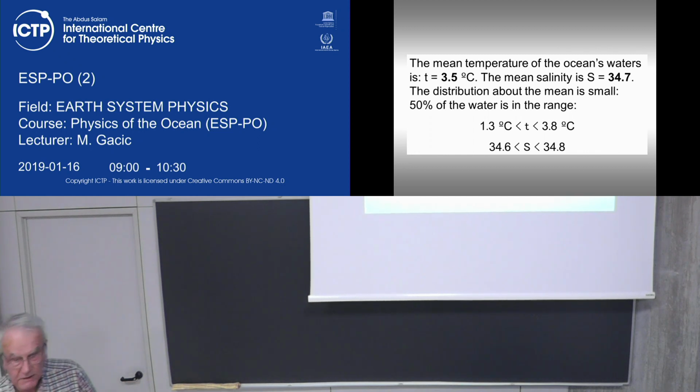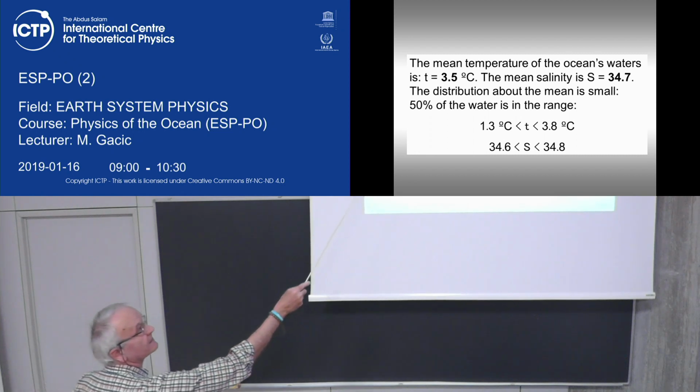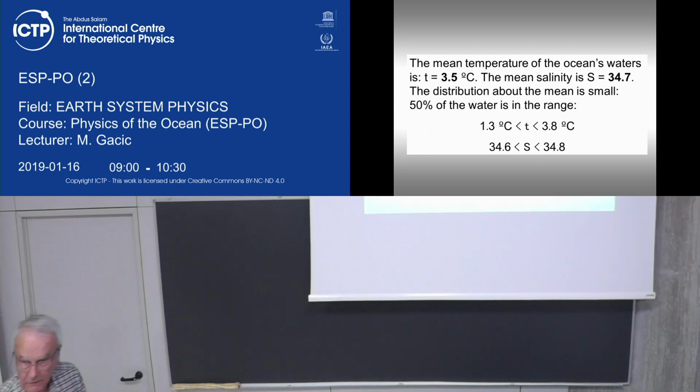But considering that most of the ocean is 5,000 meters deep, the average depth of the ocean, the temperature is relatively low, because 5,000 meter depth of the world ocean has a temperature around 4 to 5 degrees.